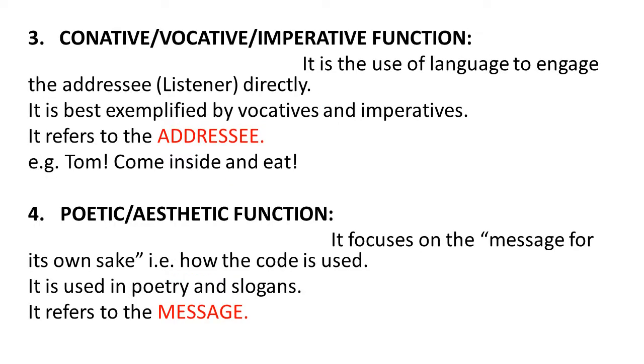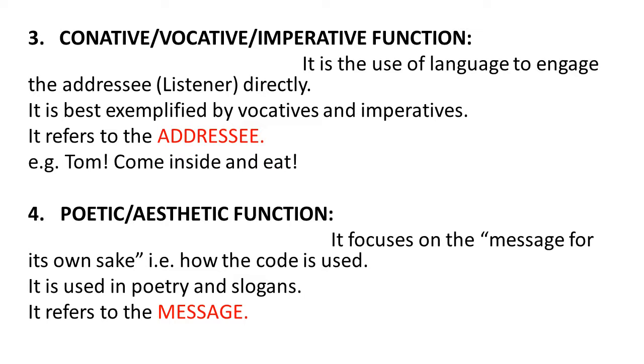Now the third function is cognitive function. It is just the opposite of emotive function, which we have studied just now. Cognitive function's other names are vocative or imperative function. In cognitive function, the addressee or the listener is involved because we use the language to engage the addressee or the listener directly. So it refers to the addressee, as emotive function refers to the addresser. This function is best exemplified by vocatives and imperatives. For example, Tom, come inside and eat. Here we are referring to Tom, which is the addressee, and we are asking him to do something.